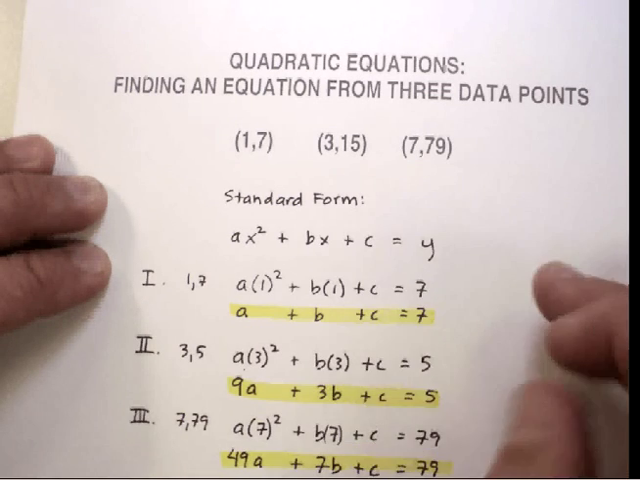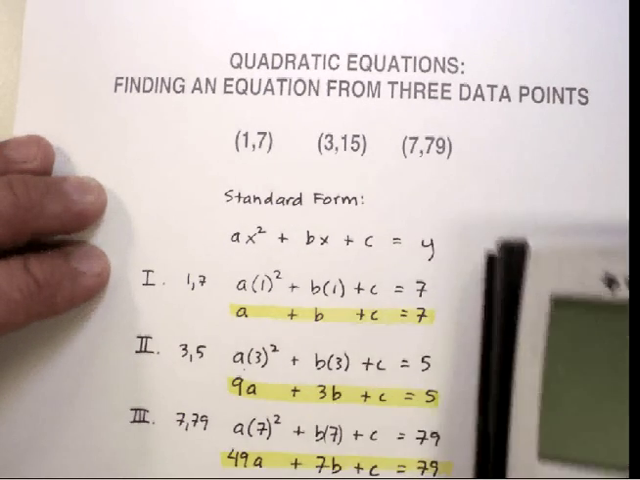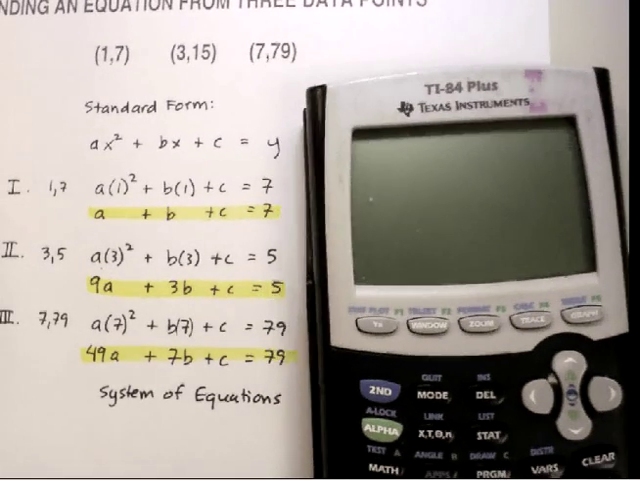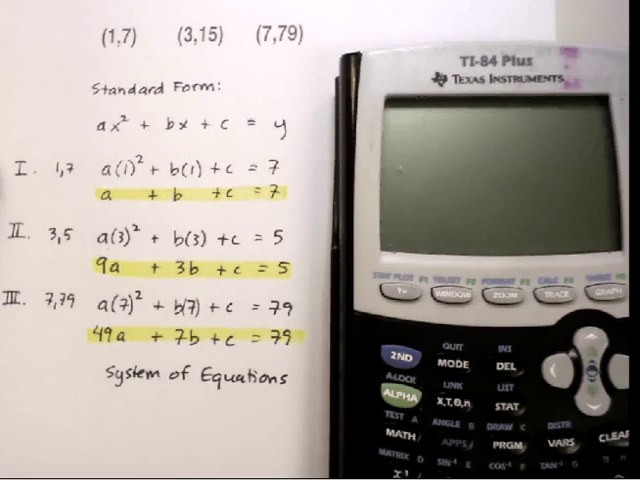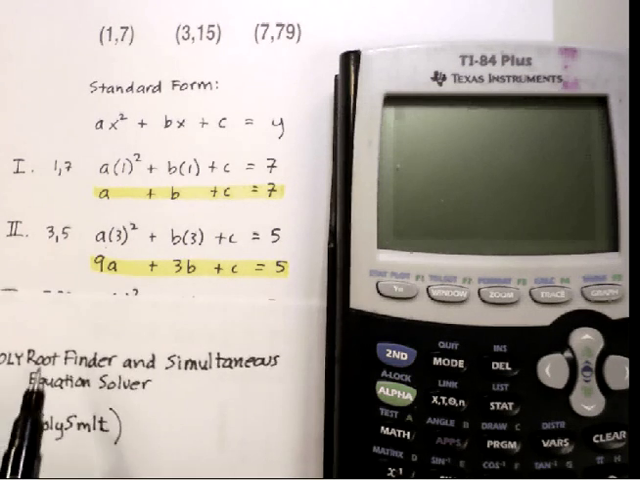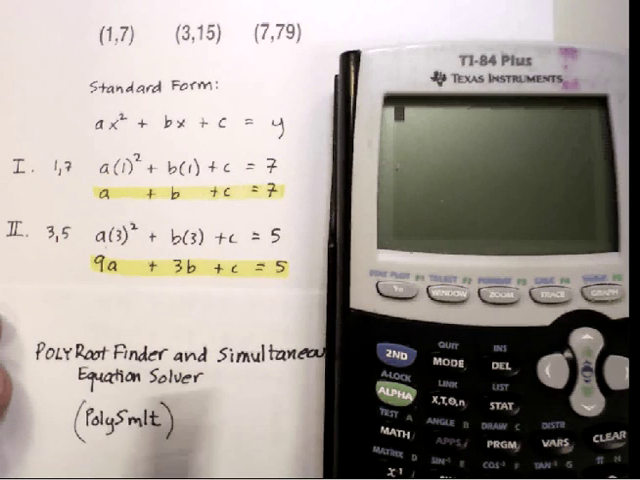Now instead of doing it manually, we're going to use the TI-84 calculator on this one. Let me bring that in here just a little bit. There we go. And we're going to use a program called, let me write that in there, the Poly Root Finder and Simultaneous Equation Solver, or PolySmlt. I think it's written as PlySmlt. Let me just check it to make sure.